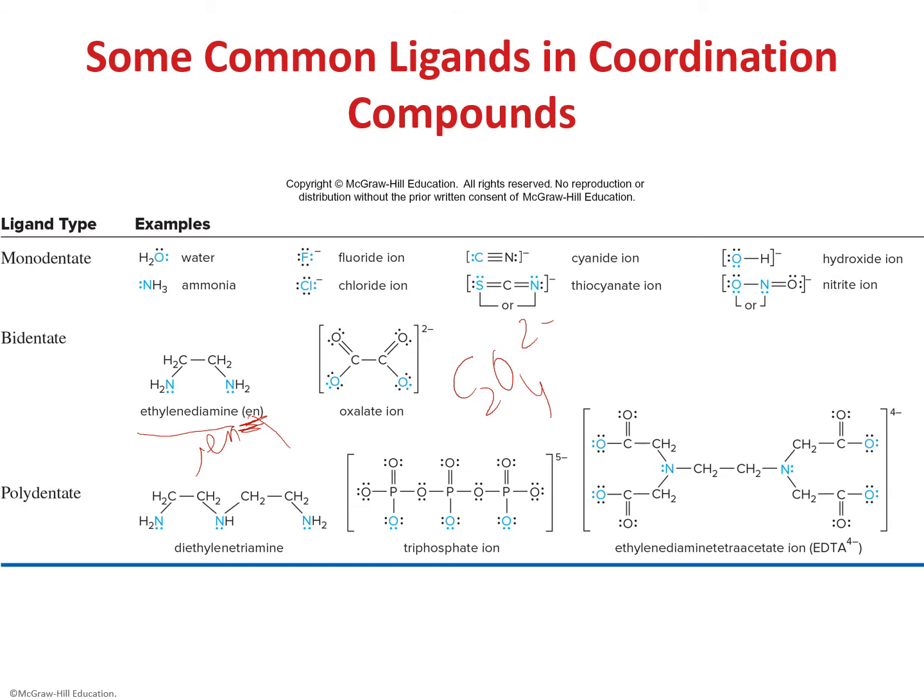Then you see triphosphate, which again can also form three bonds. Each of these oxygens can form one bond with the metal ion. This is triphosphate.